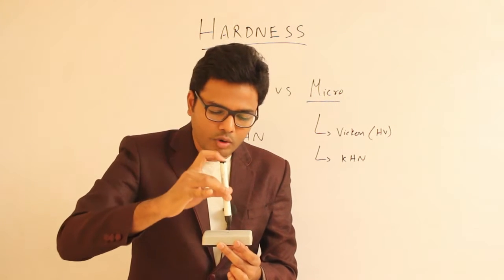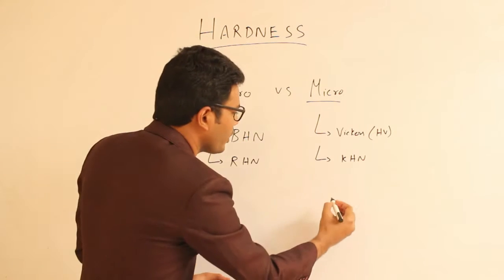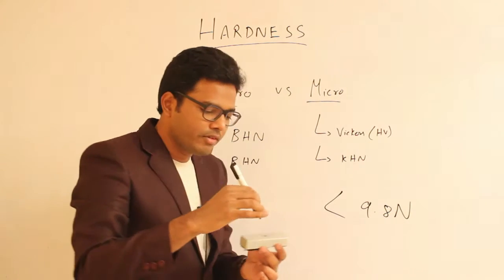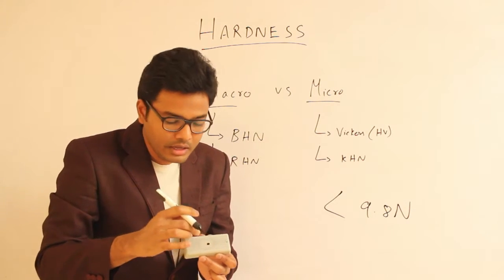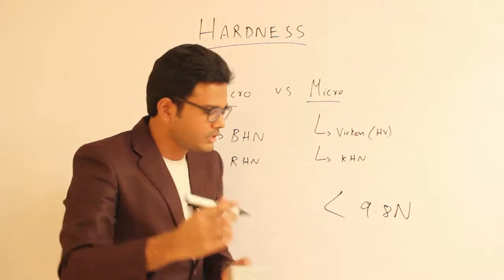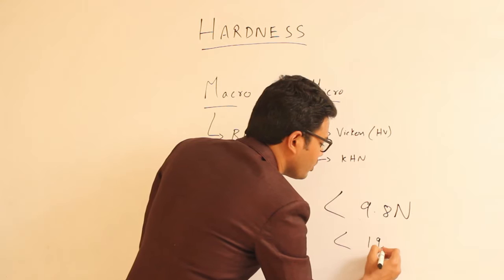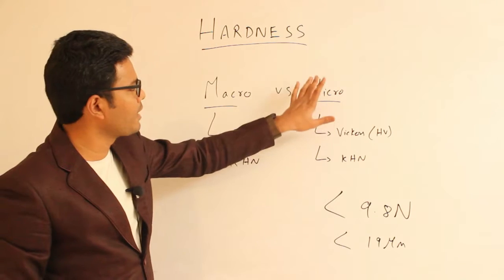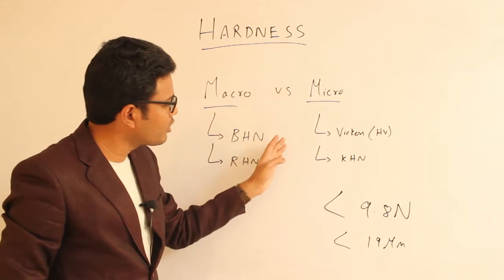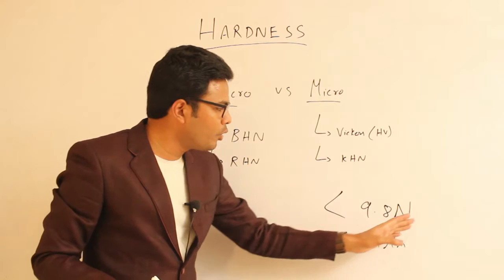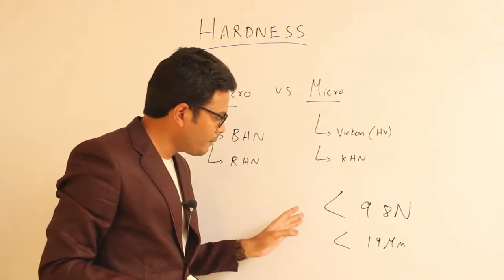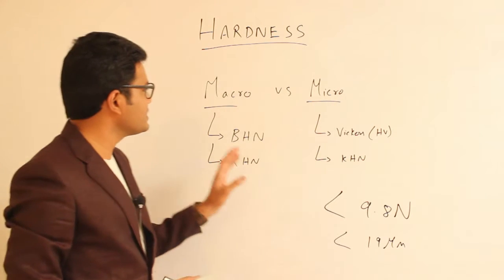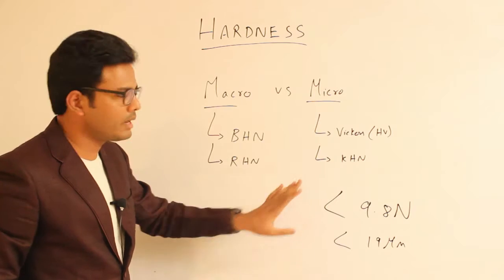If the load applied is less than 9.8 Newton, and once the indentation is formed on this material, if the depth of this indentation is less than 19 microns, then those tests which employ this come under micro hardness. So micro hardness, which includes Vickers and Knoop, employs a load of less than 9.8 newtons and the depth of indentation is less than 19 microns. This is the major difference between macro hardness and micro hardness tests.